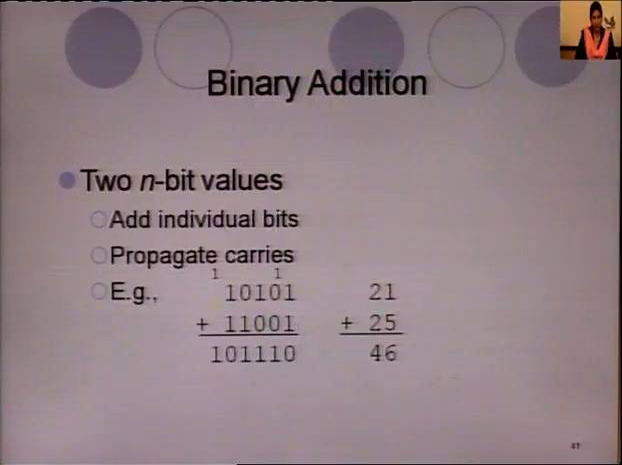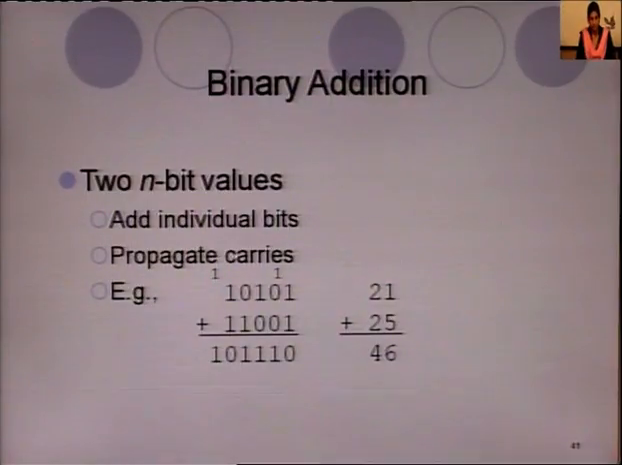For the third bit from the right, 1 plus 0 is 1. For the fourth bit from the right, 0 plus 1 is 1. For the last bit from the right, or the first bit from the left, we have the values 1 and 1. 1 plus 1 is 10. There is one carry that will be added in the result, and the result is 101110.